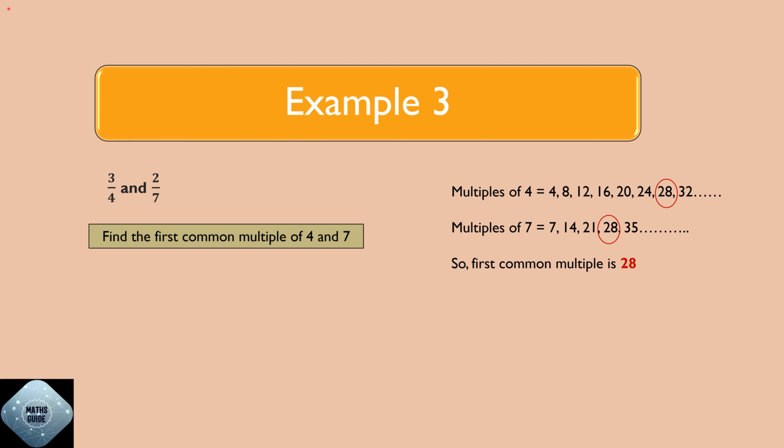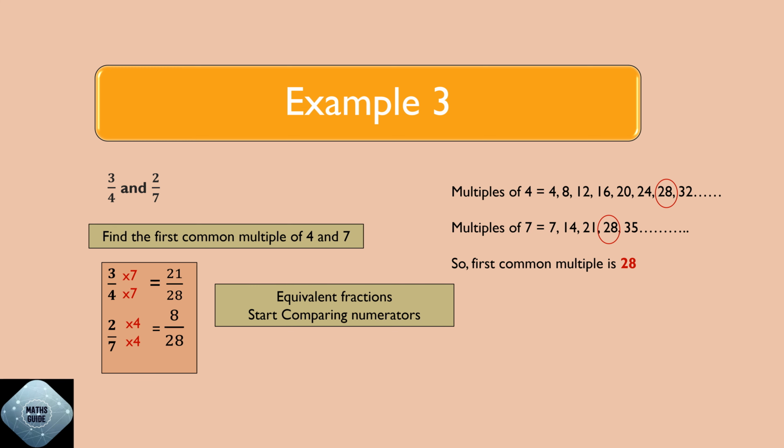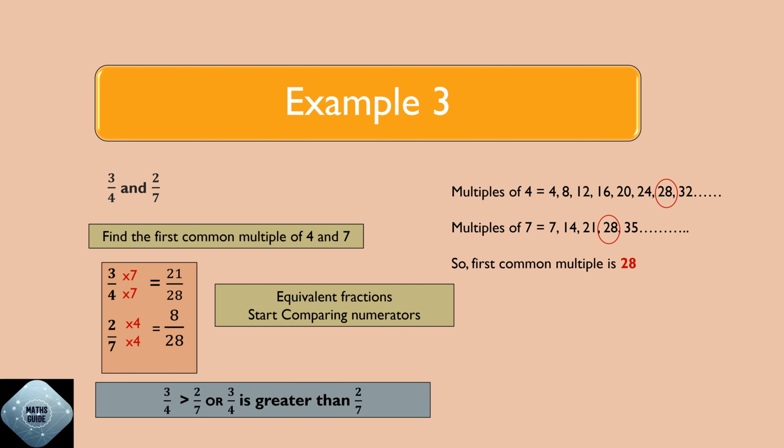Take first fraction. As you know, 4 times 7 is 28. So multiply both numerator and denominator by 7 to get an equivalent fraction whose denominator is 28. Just like this, multiply second fraction by 4. Now we have equivalent fractions of 3/4 and 2/7 whose denominators are same. Start comparing their numerators. As 21 is greater than 8, it means first fraction is greater. That is 3/4 is greater than 2/7.